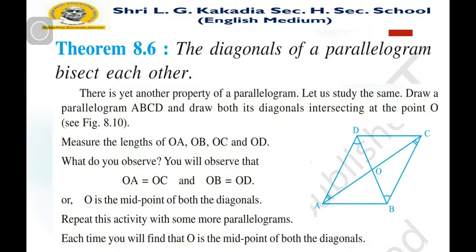Repeat this activity with some more parallelograms. Each time you will find that O is the midpoint of both diagonals. So one more property that we are going to remember: the diagonals of a parallelogram bisect each other, which means they divide each other into two equal parts.